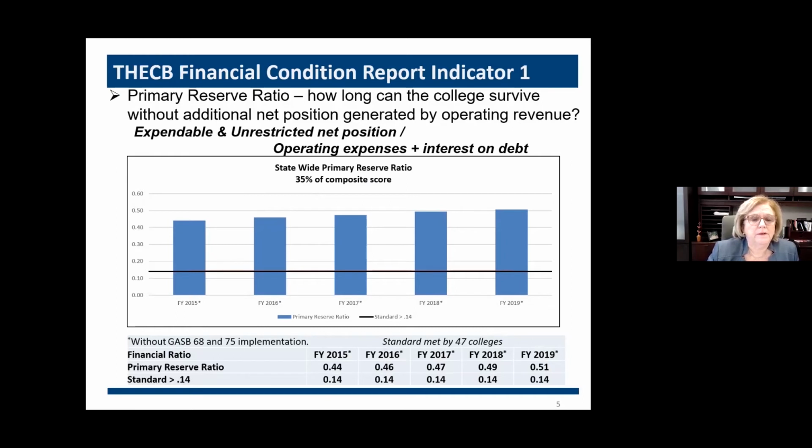And you can see down at the bottom that the average has gone from 0.44 to 0.51 over time, with a little steady increasing slope. And in the latest year that we have a report on, which was 2019, that standard of 0.14 was met by 47 out of the 50 colleges. Another thing to notice is that the four indicators that are averaged together to make the composite score are not valued similarly, meaning that, as you see right here in the title, this statewide primary reserve ratio is 35% of the composite score of each college.